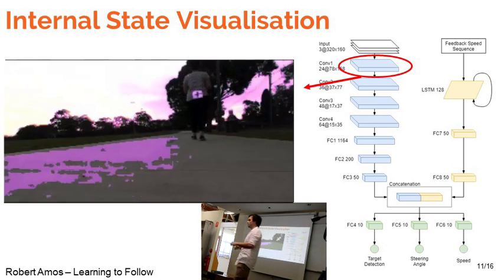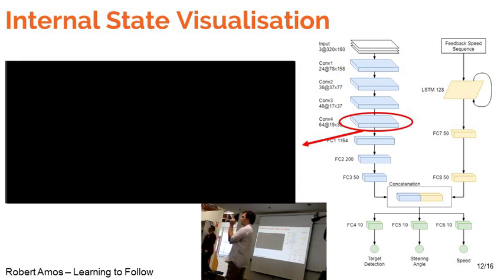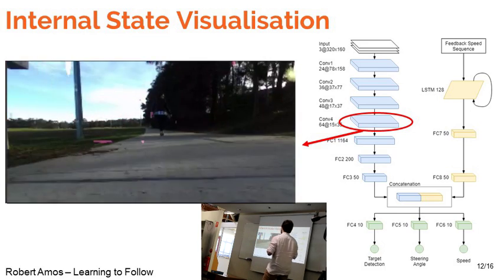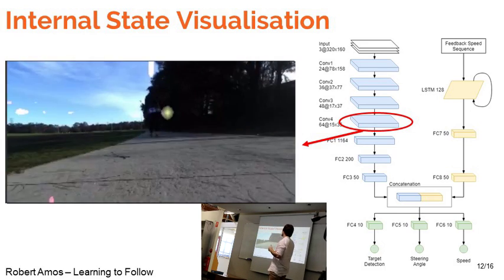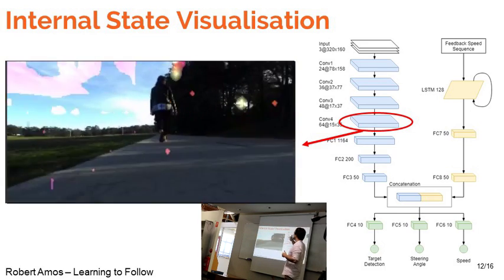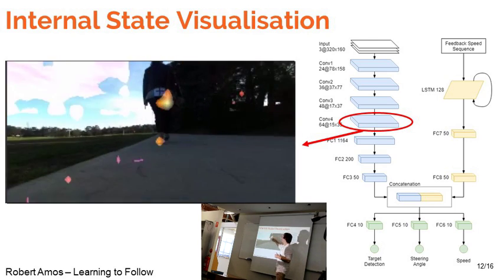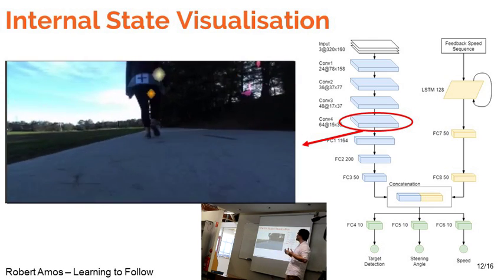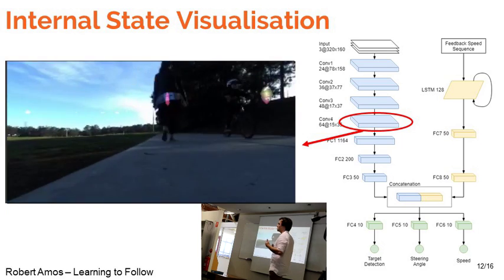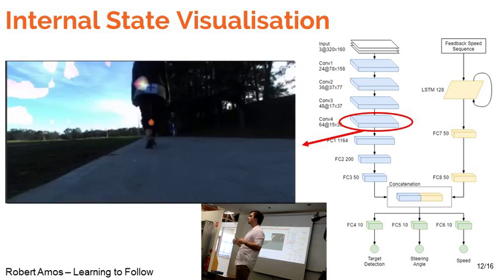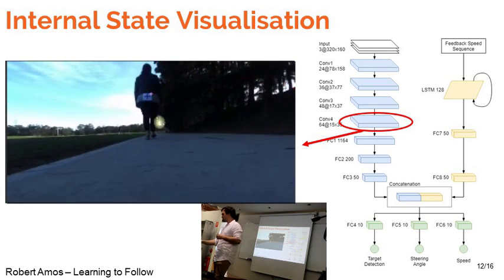So moving further down the network, we can see higher order features have been abstracted by the network. In this case, we can see that the strongest activations here are coming from around the person of interest, and especially the target, indicating that this layer has learned a good representation of the person to be followed.